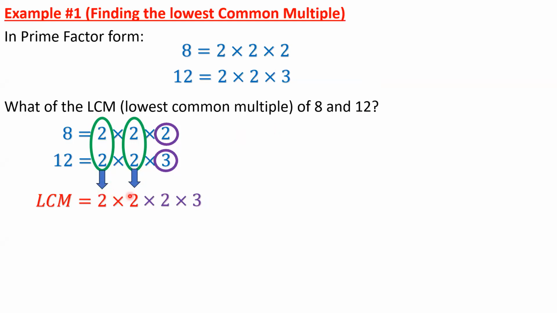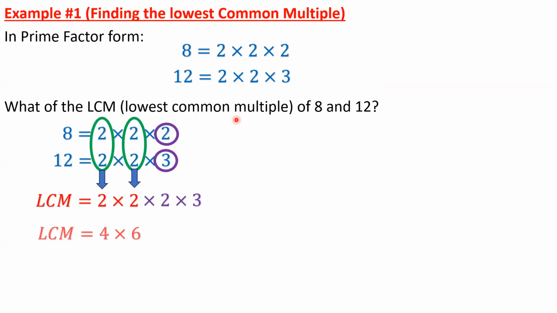And then the ones that are not common, you still include the ones that are not common. So you put 2 and you put that on its own, and you put 3 on its own. All right. So that's how we get it. You include the ones that are common and not common. That's how you find the lowest common multiple. Now we have to multiply.